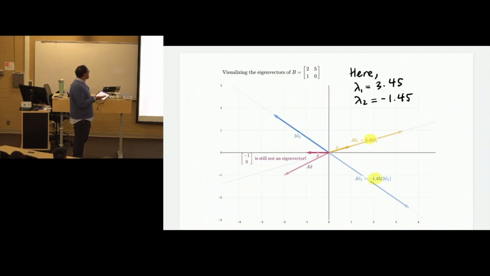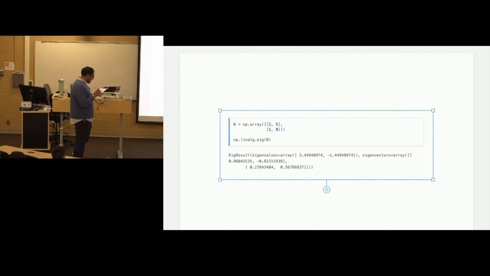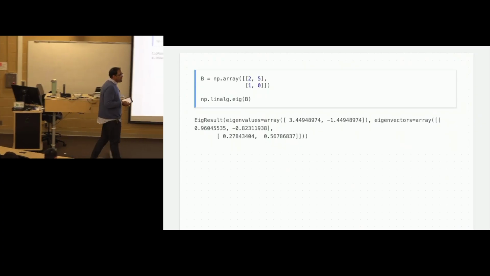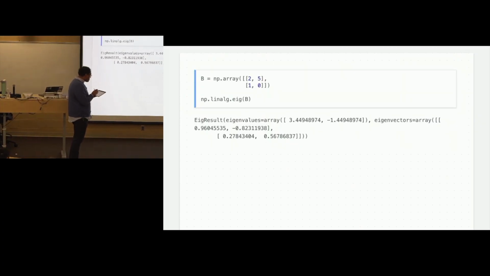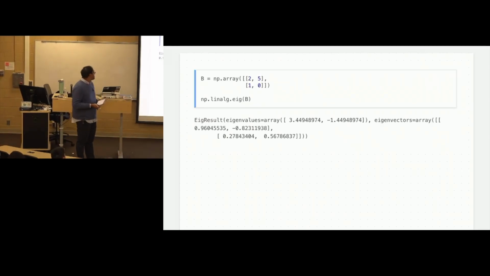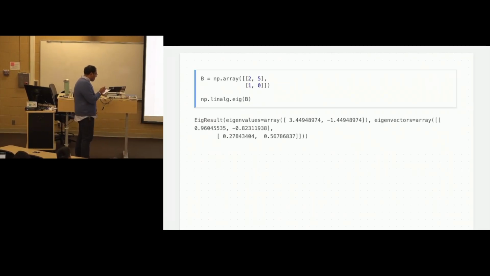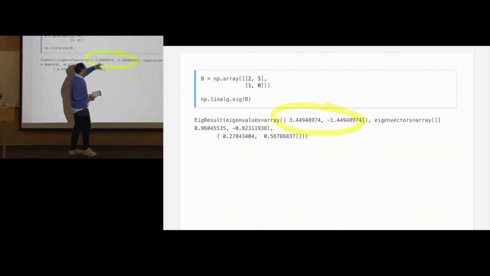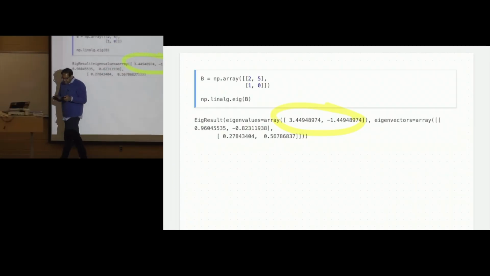Good. You may wonder, where did I find lambda 1 and lambda 2 here? Right? What formula did I use? Answer is, I didn't use a formula. I used Python. And so, this is in the notes, and again, you'll practice with this a little bit in homework 10, but there's a useful function, np.linalg.eig, which gives you the eigenvalues and eigenvectors of the matrix. Now, the key thing to note, and so firstly, here are the eigenvalues. They're the same ones you saw on the last slide, 3.45-ish and negative 1.45-ish.